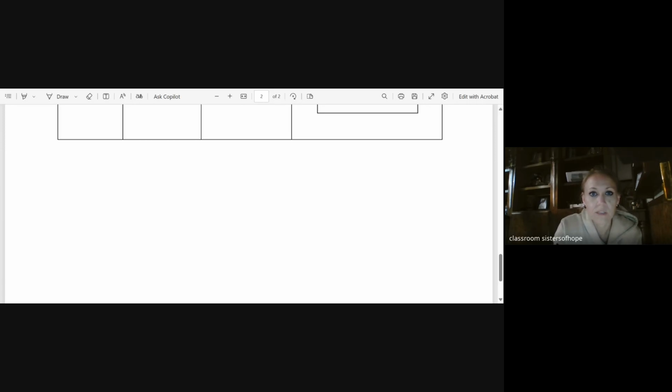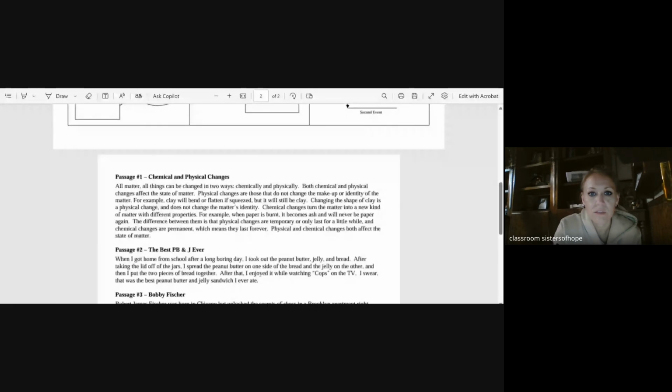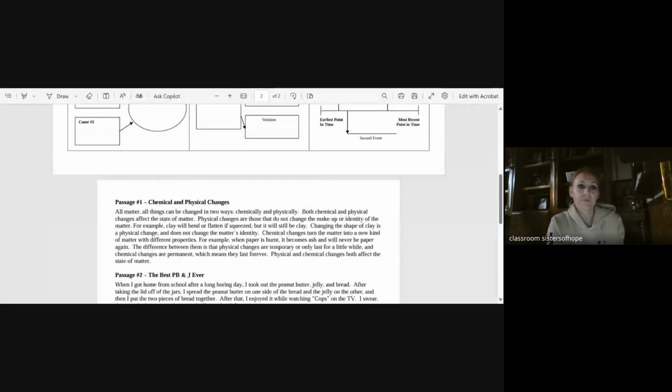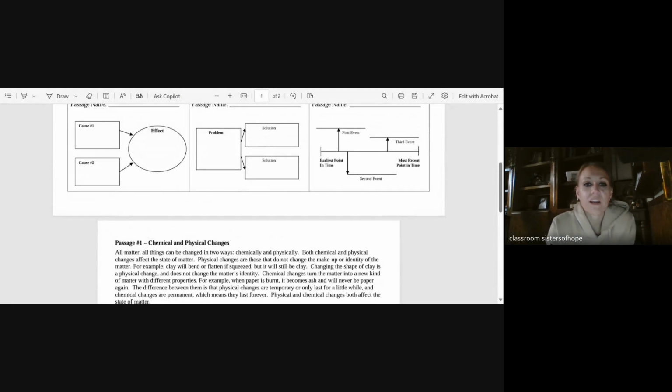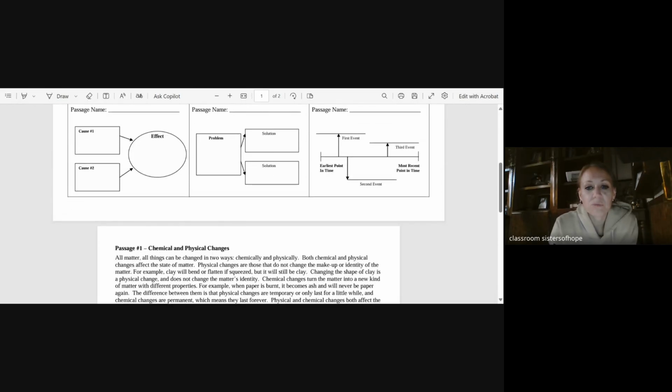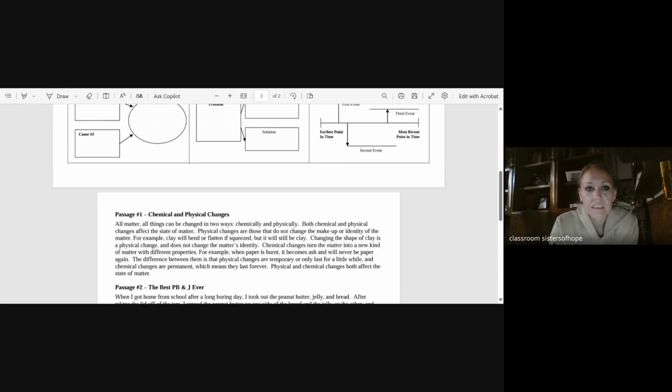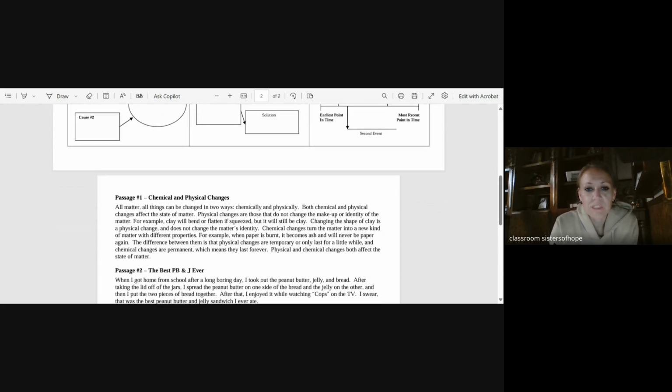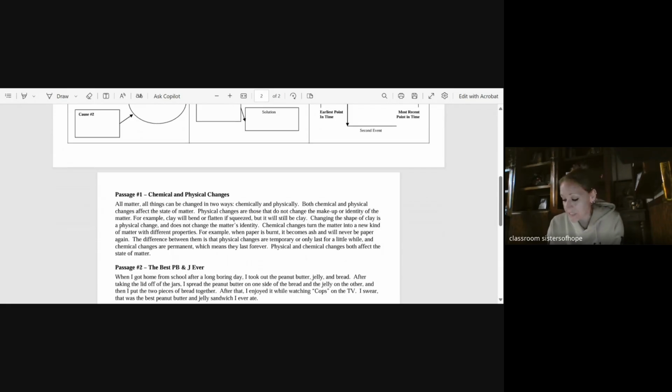Oh, I need to change over tabs. It should look like this. It's got one page of graphic organizers. It's got a second page that has some little passages. This one you're probably going to want to print to complete, but we can at least do a couple of them together to get an idea how it was done.